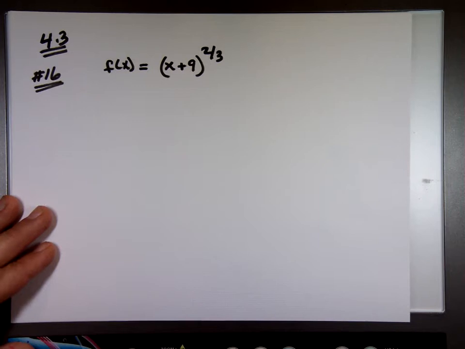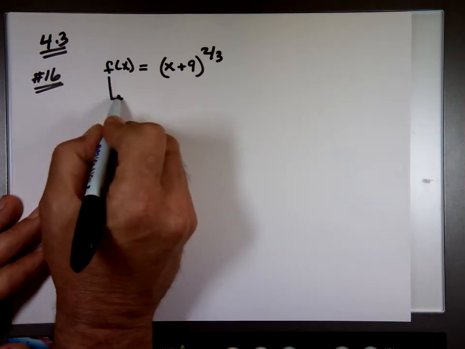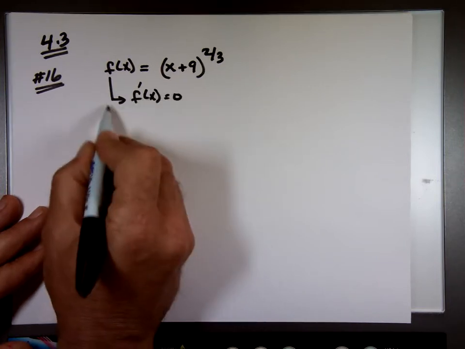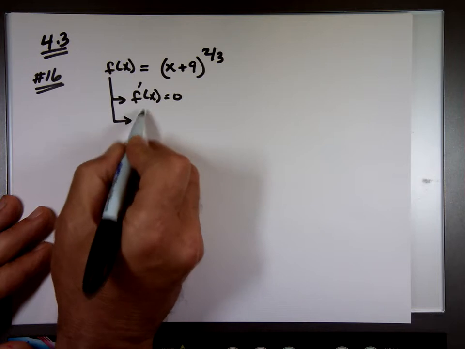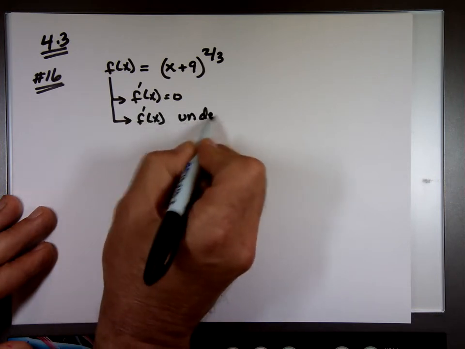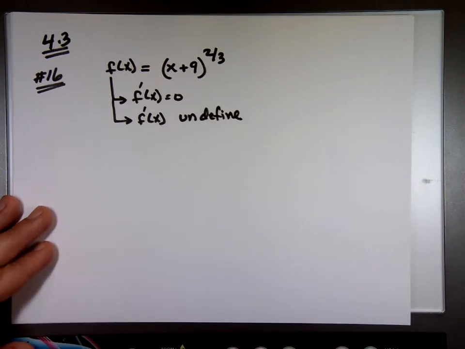I'm going to find the critical numbers. So first, the critical numbers, two places. I need to know where the derivative is 0 and where the derivative is what? Undefined. And my interval for this problem, actually, they don't give us an interval, right? So I'm okay.